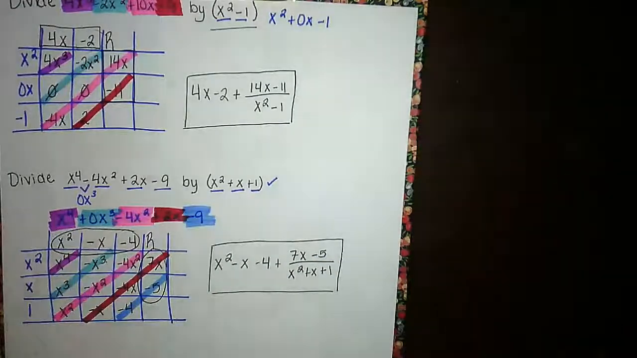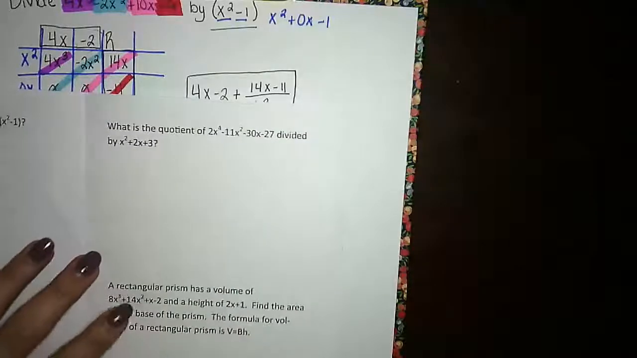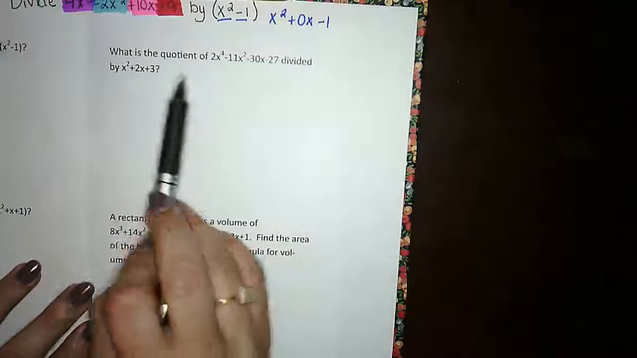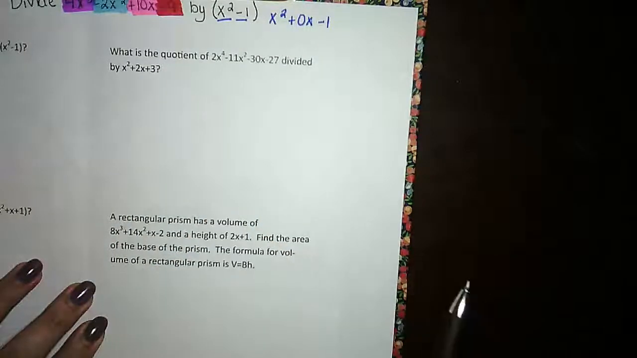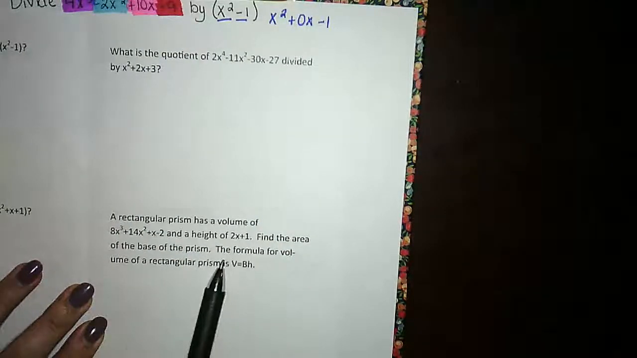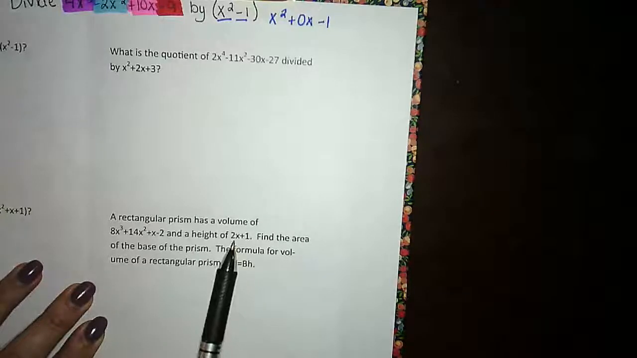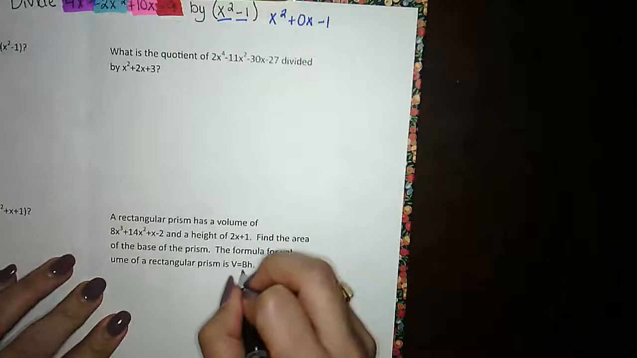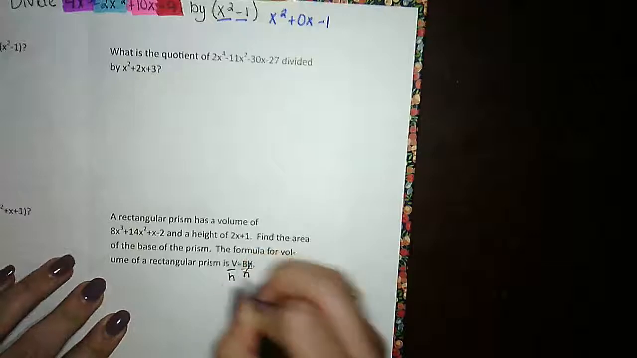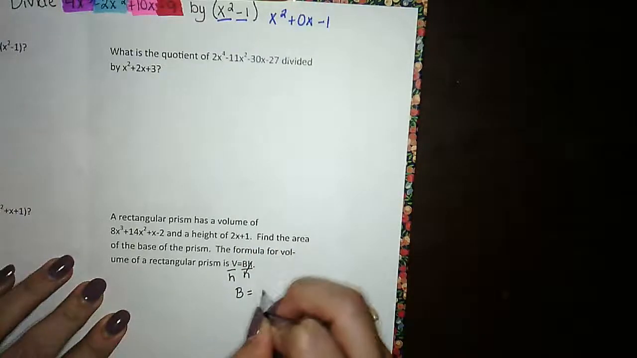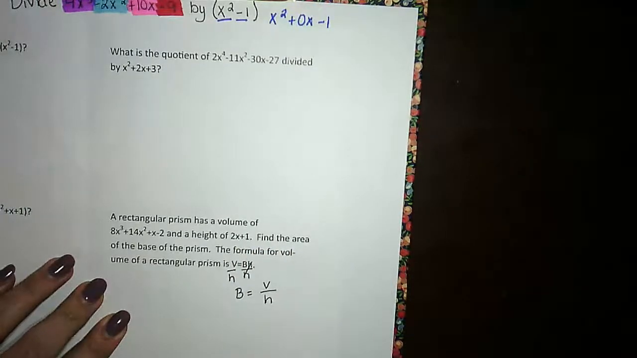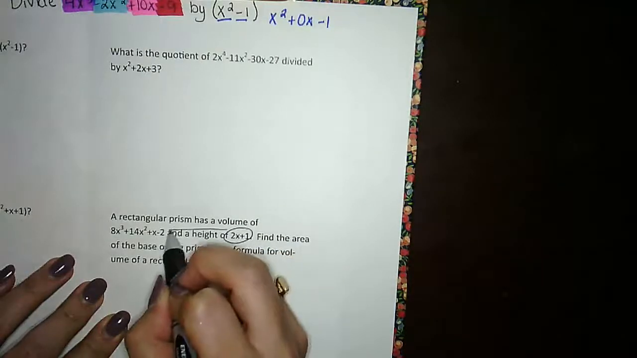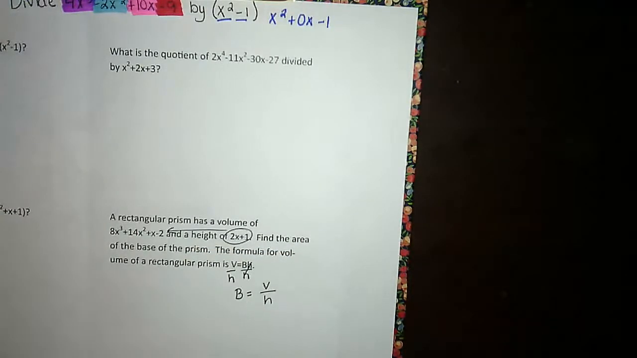So now I want you to try these two on your own. So find the quotient when you divide this into this. And then if you have a rectangular prism that has a volume of this and a height of this, we want to find the base. So you're dividing again. I want the base, I divide by h. So to get the base, we take the volume and divide it by the height. So you're just taking this and dividing it into this. So try these two, see what you can do.